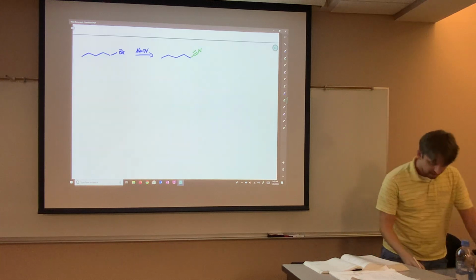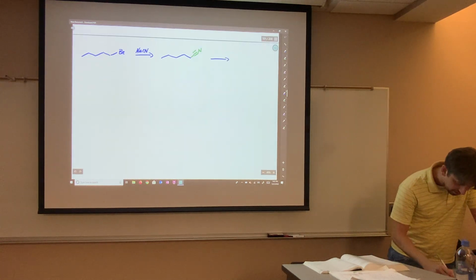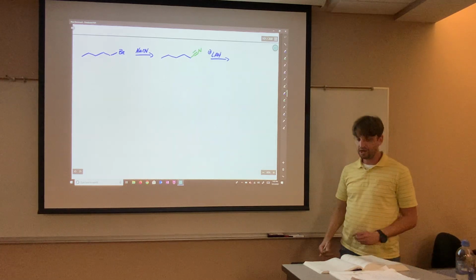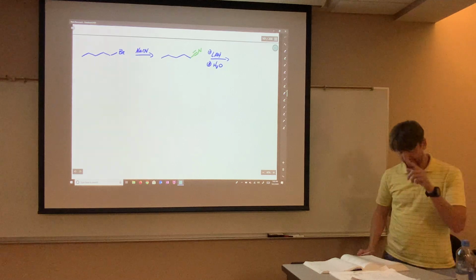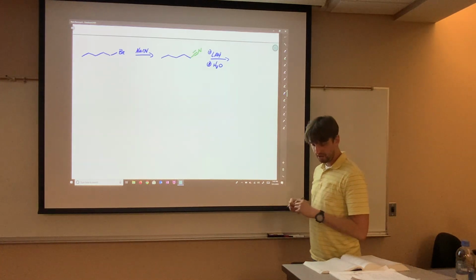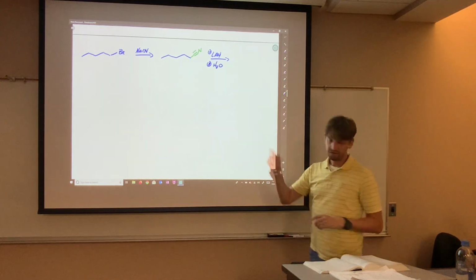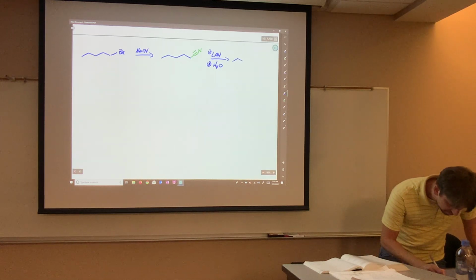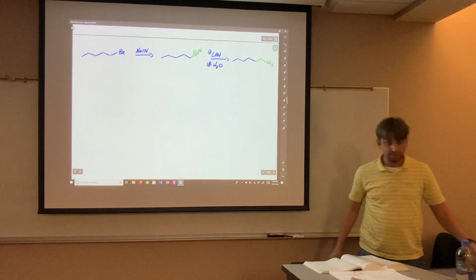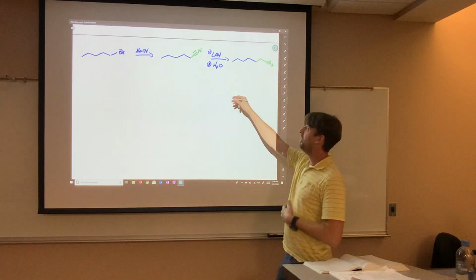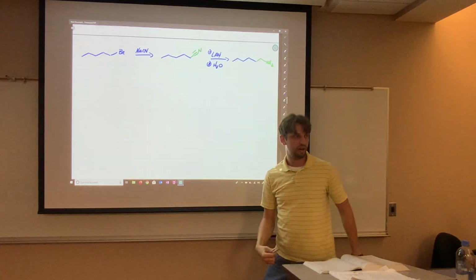So there it is. And then if I take this and give it the old LAH treatment, and remember, we have to finish this up with water. That's something important to keep in mind. If we do this, then we will end up reducing the cyano to the primary amine. So why do we have to use water? Normally we could use acid there.